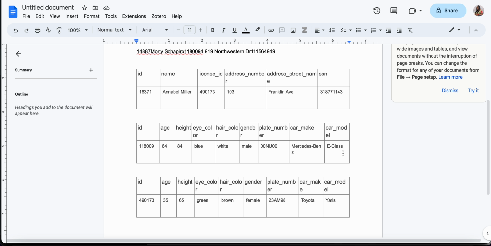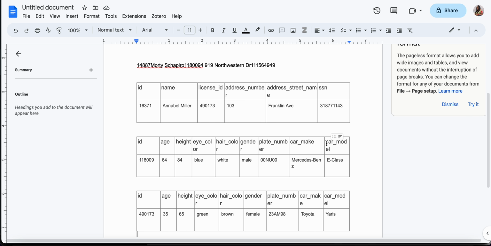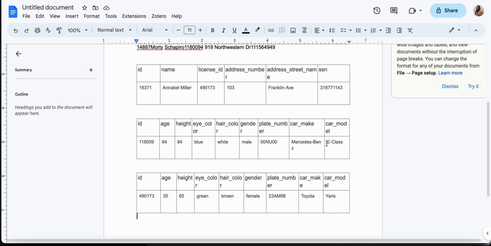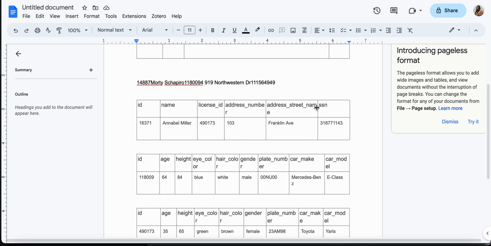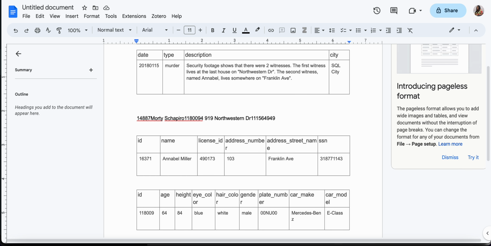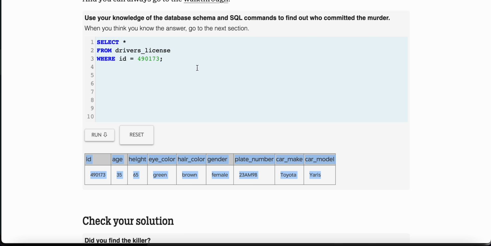Now, Morty was not seen to have any GetFit membership, but Annabelle did have one. Annabelle had a GetFit membership, but Morty did not have one. How is that? All right, if that is the case, let's check this.